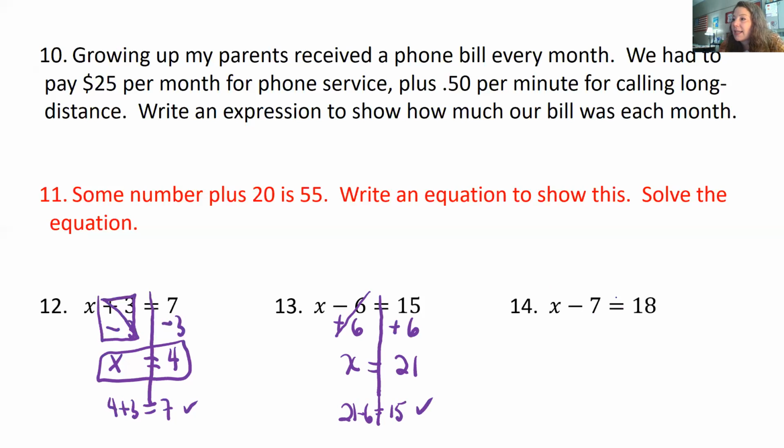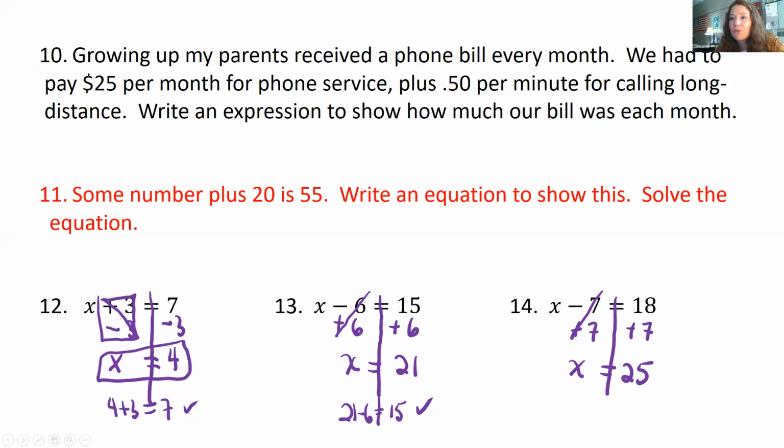Number 14, I want x by itself. What's on the side with x? Minus 7. How do I get rid of minus 7? Or what's the opposite of minus 7? The opposite is addition. I'm going to add 7 to both sides of the equal sign. So this is gone. X is equal to 18 plus 7 is 25. And then to check my answer, does 25 minus 7 equal 18? Yes, it does. I know I'm correct.